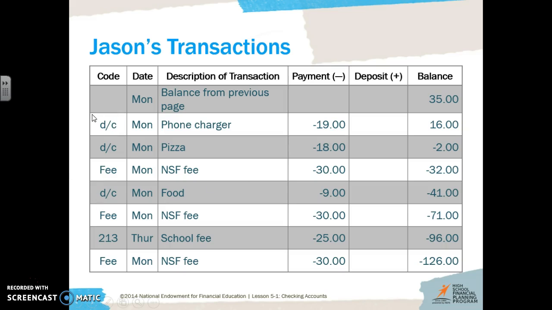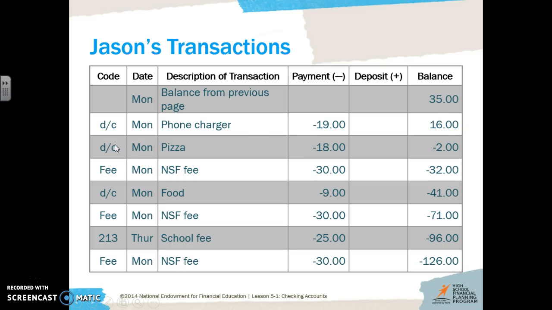So this first thing, DC, means that this was a debit card payment. On Monday, he bought a phone charger, and the minus means that he spent $19. Compared to the $35 that we had, he now has $19 less. So he now has a balance after paying $19 for his phone charger. He has $16 left.